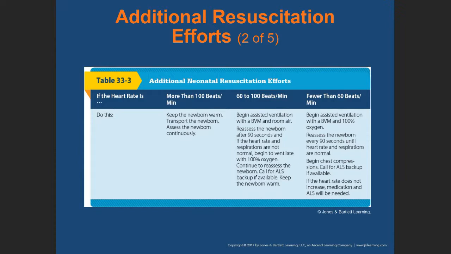If the heart rate is less than 60 beats per minute, begin assisted ventilation with a BVM, 100% oxygen. Reassess the newborn every 90 seconds until the heart rate and respirations are normal. Begin chest compressions, call for ALS backup if available. If the heart rate does not increase, then ALS interventions might be necessary. But usually, if these measures are good, medication is not needed.